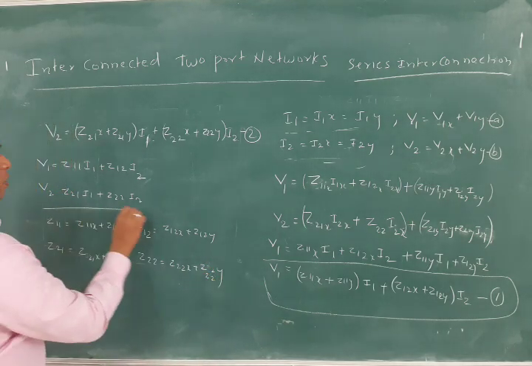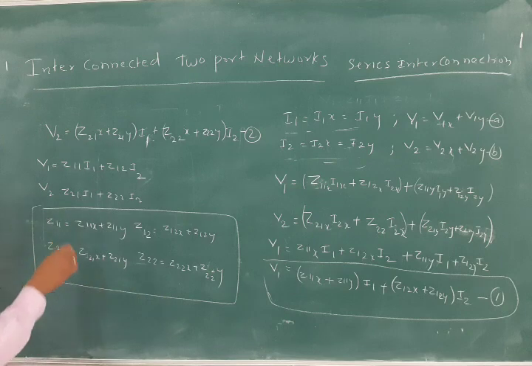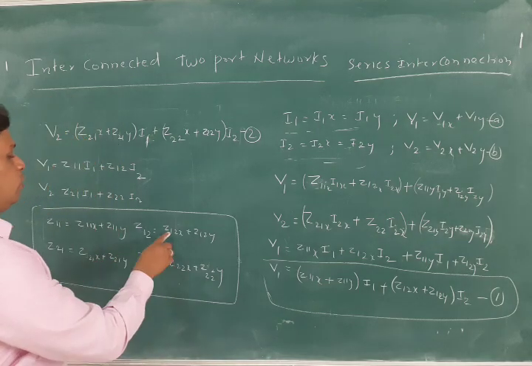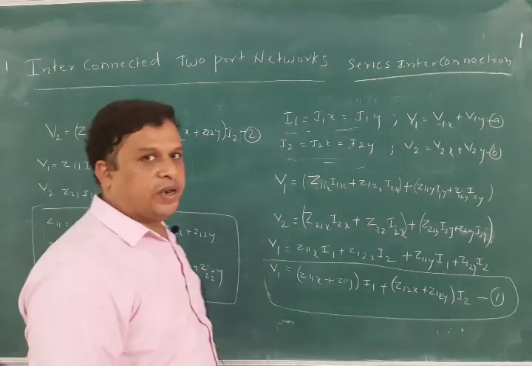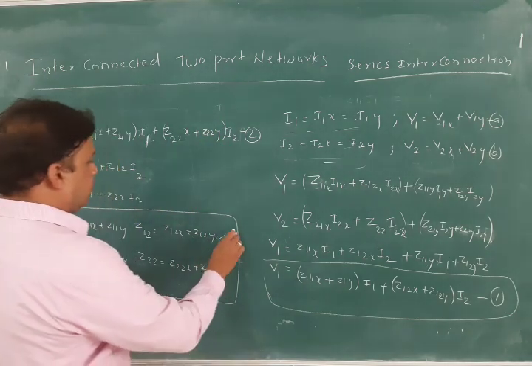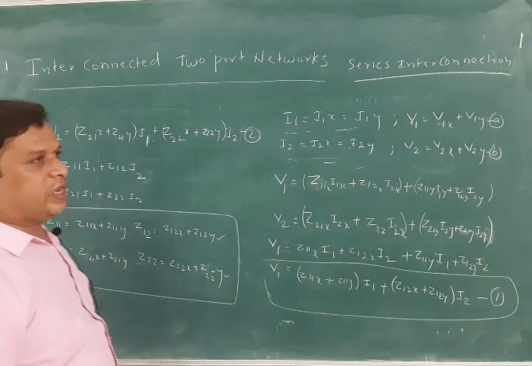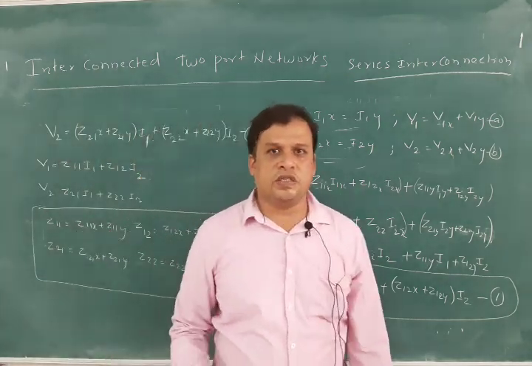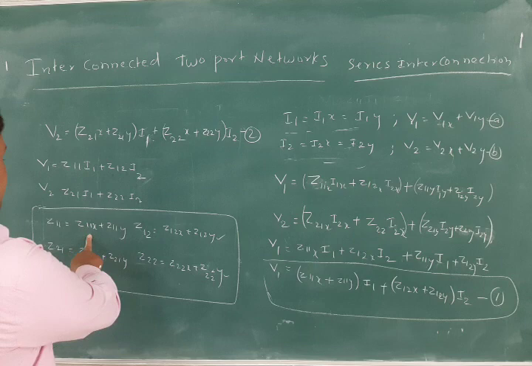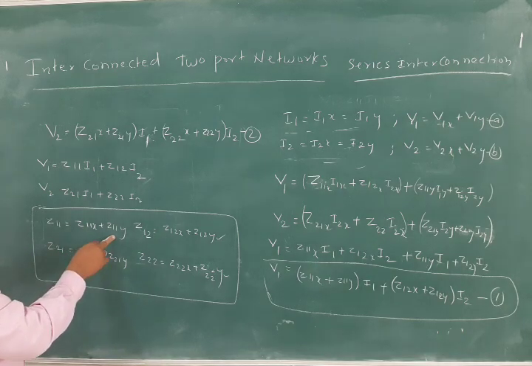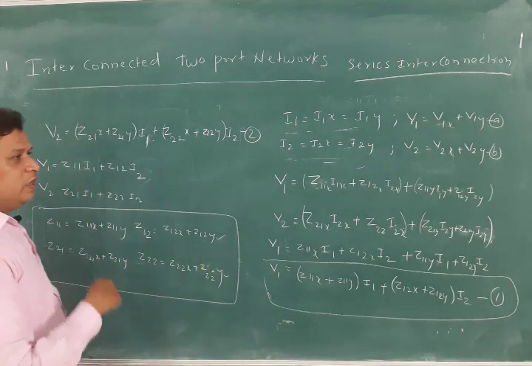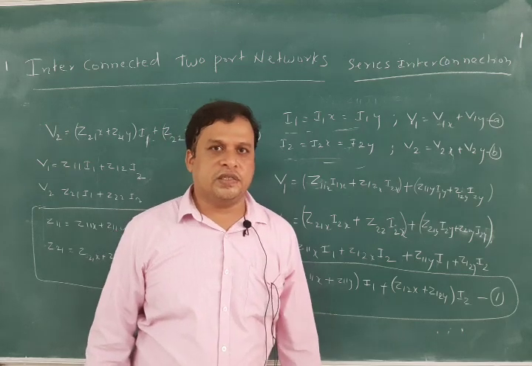So from this what we have come to know is, after interconnection of networks in series, these parameters will be added, Z11 of x plus Z11 of y, and Z12 is equal to Z12 of x plus Z12 of y. Like this we are going to add the network. So in the interconnection of networks, we have to add the parameters directly. This is the Z11 parameter of the x network, Z11 parameter of the y network, Z12 parameter of the x network and Z12 parameter of the y network. Like this we will be solving the interconnection of two-port networks in series connections.